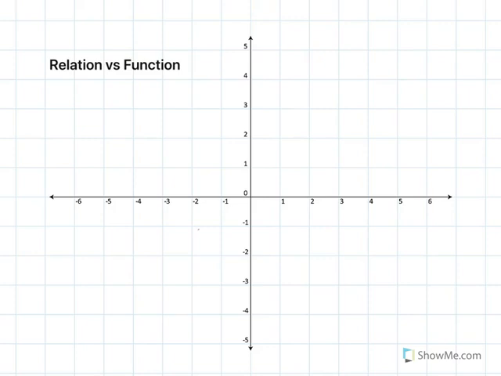So if I draw this line here, you say it is a relation. I've already told you that. Now, is it a function? A function is just a subset of relations. In other words, all poodles are dogs, but not all dogs are poodles. Same thing. All functions are relations, but not all relations are functions. So it's just a subset.